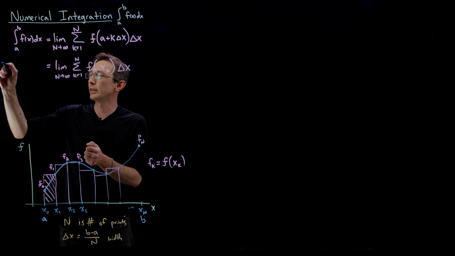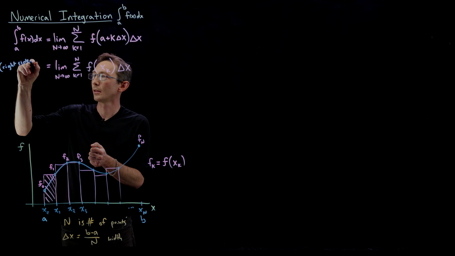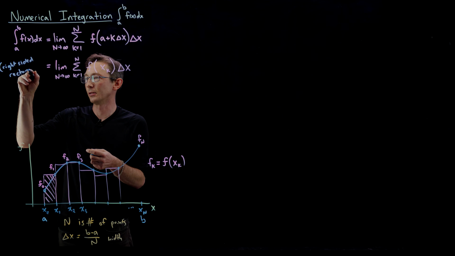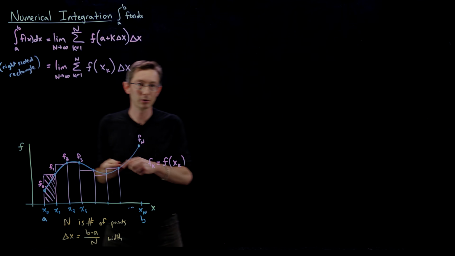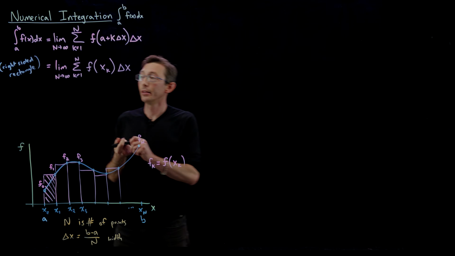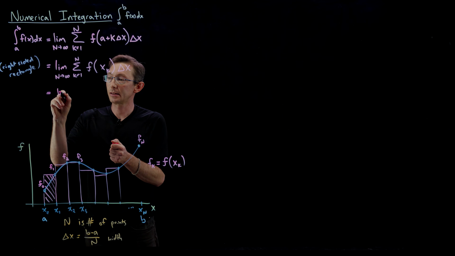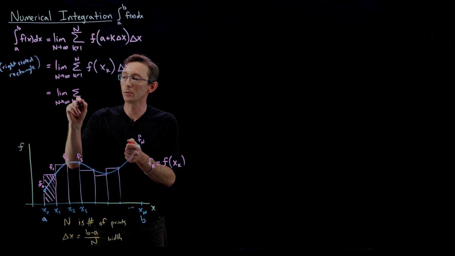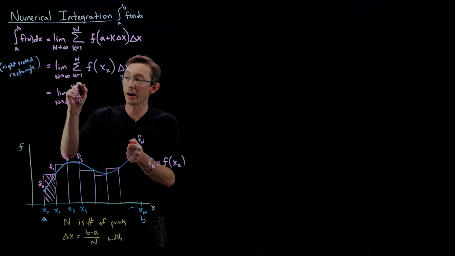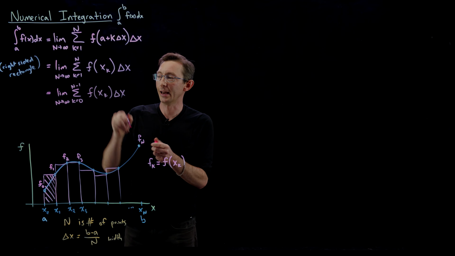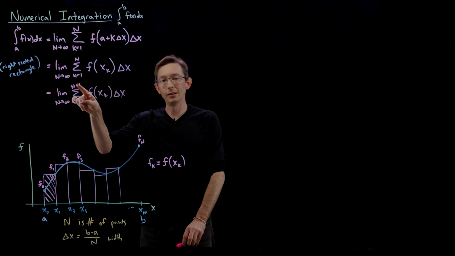So this is what I'm going to call the right-sided Riemann integral, or the right-sided rectangle rule, approximation of the integral. Now, if I'm actually taking an honest-to-goodness limit here, technically this will also equal the limit as n goes to infinity, the sum of k equals 0 to n minus 1 of f of xk delta x, where now all I've changed is the limits of my summation.